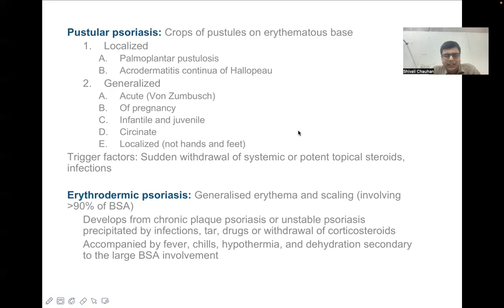Now we'll be discussing erythrodermic psoriasis. Erythrodermic psoriasis is generalized erythema and scaling involving greater than 90% body surface area. It develops from chronic plaque psoriasis or unstable psoriasis. It is precipitated by infections, tar, drugs, or withdrawal of corticosteroids. It is accompanied by fever, chills, hypothermia, and dehydration, secondary to the large body surface area involvement.